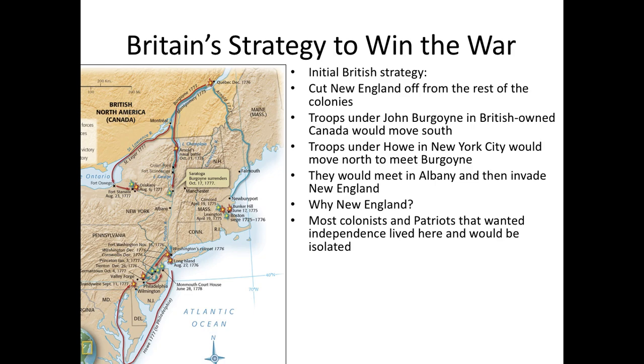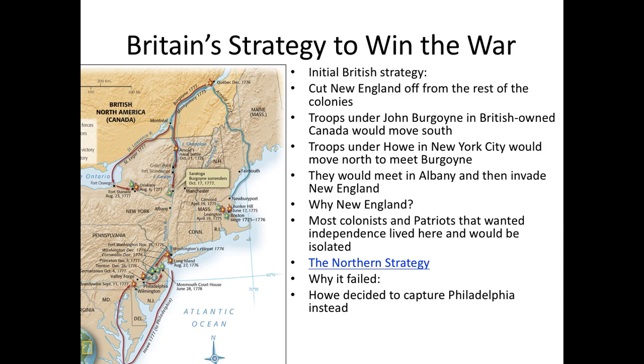So why does this fail? Well, because both parts of the plan fail. One part of the plan, at least, is that Howe's going to start from New York and head north to go take out Patriot resistance and then meet Burgoyne.